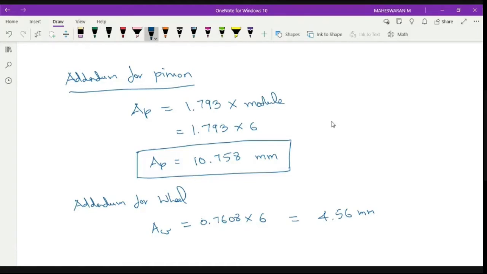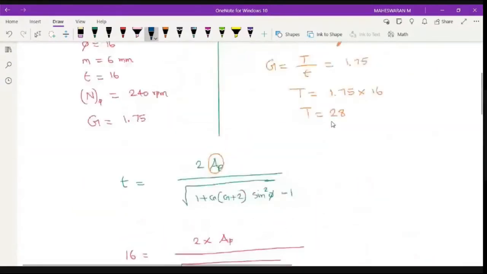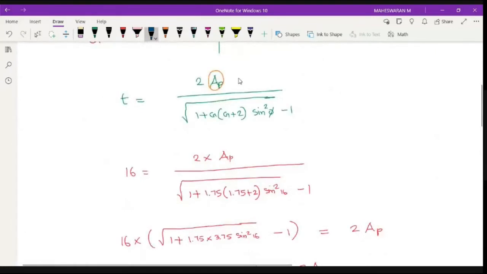Sir, but when we are solving length of path of contact problems, addendum is equal to one module, means we have to take the module, where that is different. That is different. For the minimum number of teeth, this AP and AW formula is for one module. Okay, sir. Thank you, sir.